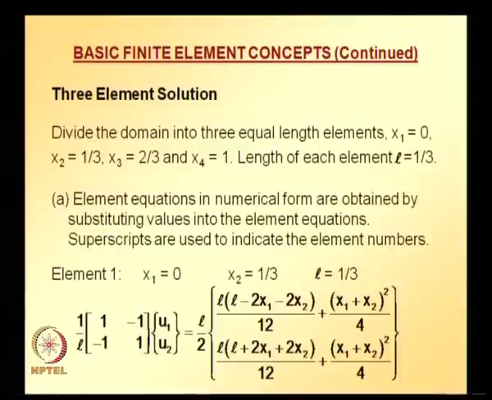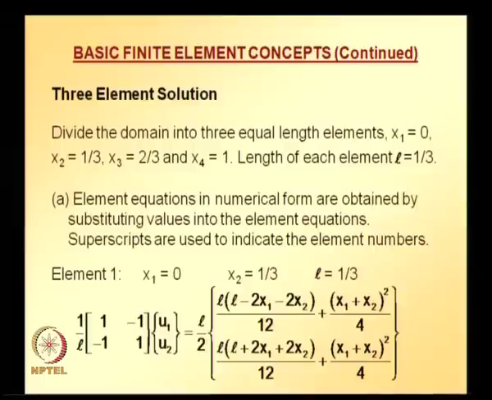the first node is at x is equal to 0, the second node is at x is equal to 1 third, and the length of this element is 1 third. If you see this element 1, x is equal to 1 is not part of this element. So, we need to use the element equations that we developed without boundary conditions. We have the element equation system without applying the boundary condition. In that you plug in x1 is equal to 0, x2 is equal to 1 third and L is equal to 1 third, and you get this equation.